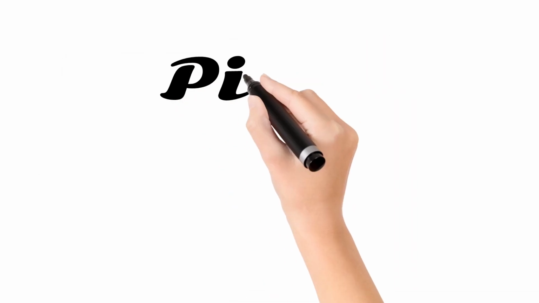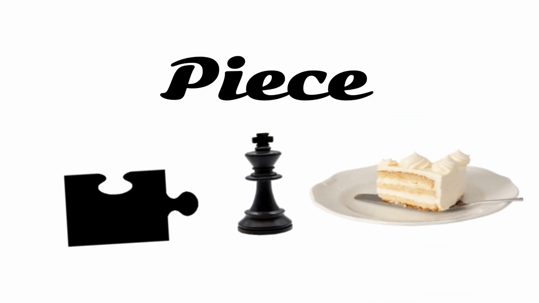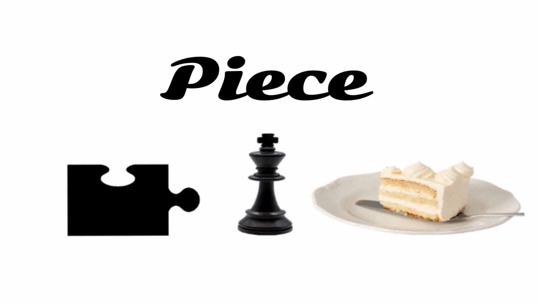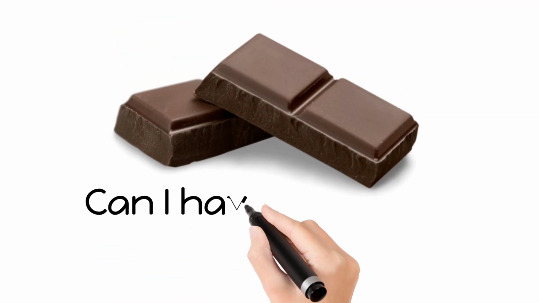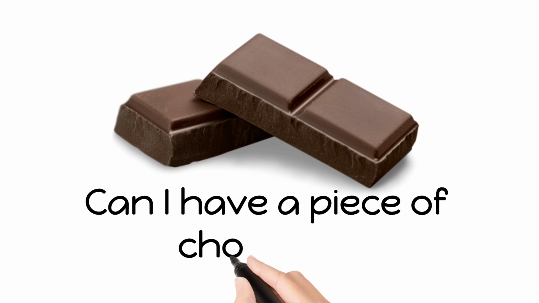Next is piece. This is a general term that can be used for various items. For example, a piece of chocolate. For example, can I have a piece of chocolate?